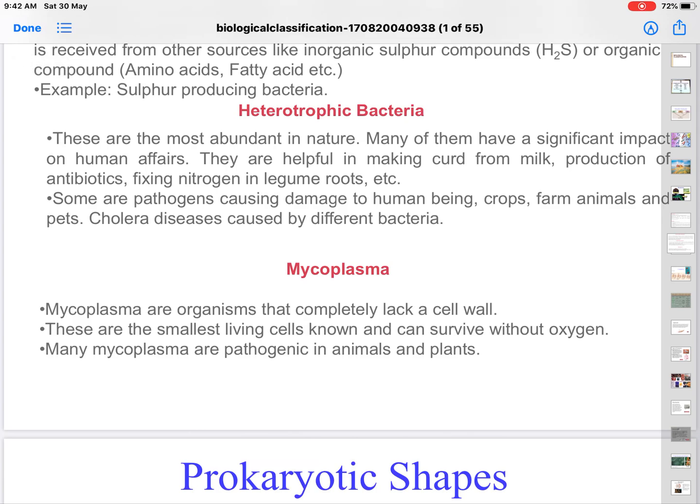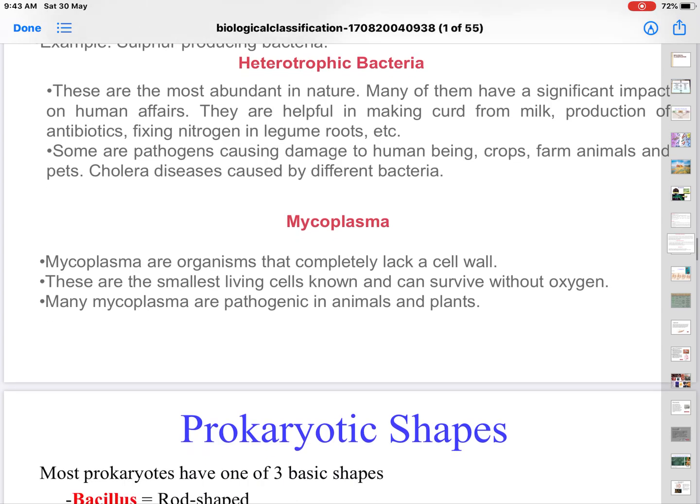Now heterotrophic bacteria. These are most abundant in nature. Hetero means different. They depend on others. Many of them have significant impact on human affairs. They are helpful in making curds from milk, production of antibiotics, fixation of nitrogen in legume roots, etc. Some are pathogens causing damage to human beings, crops, farm animals and pets. Cholera disease is caused by Vibrio cholerae.